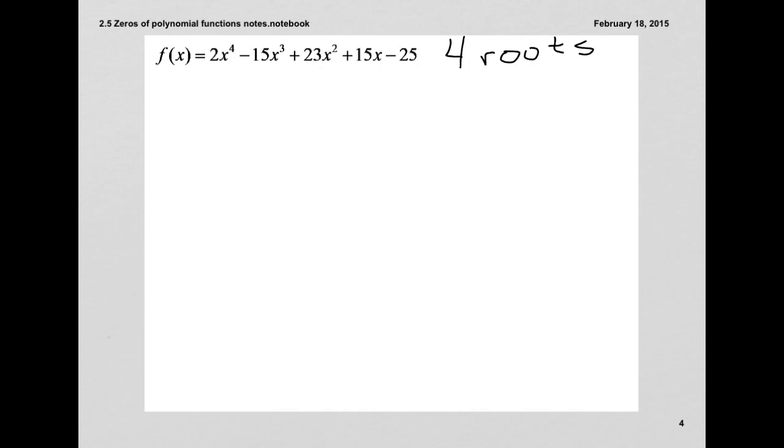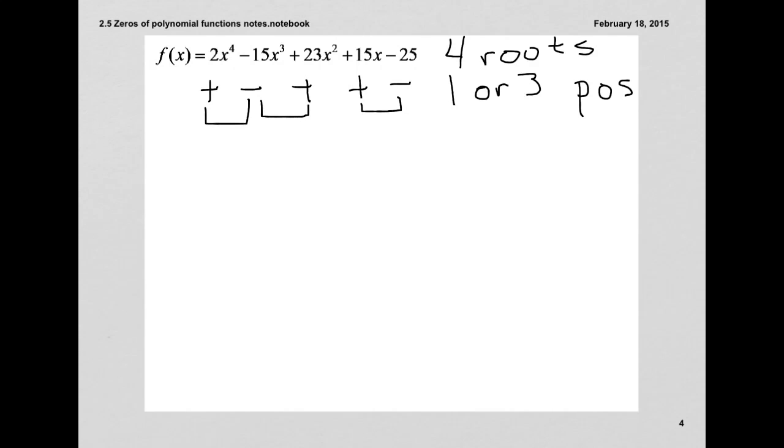Now we need to find the types of roots, so I'm going to look at the signs. So this is plus, this is minus, this is plus, this is plus, this is minus. So I have a sign change here, I have a sign change here, and I have a sign change here. So that means I have 3 sign changes, or 1 or 3 positive roots.